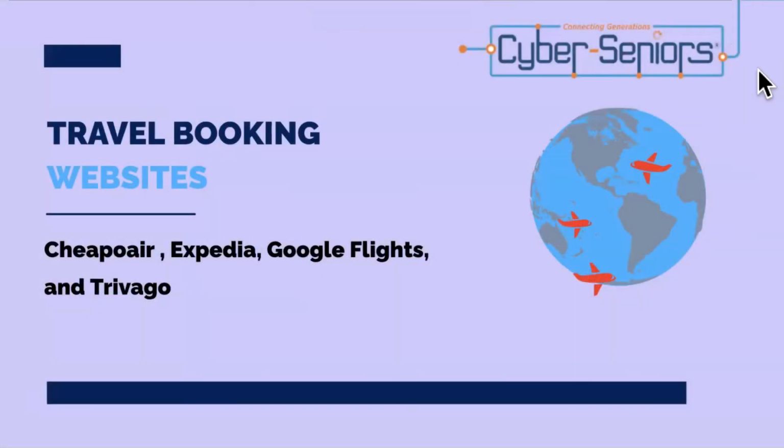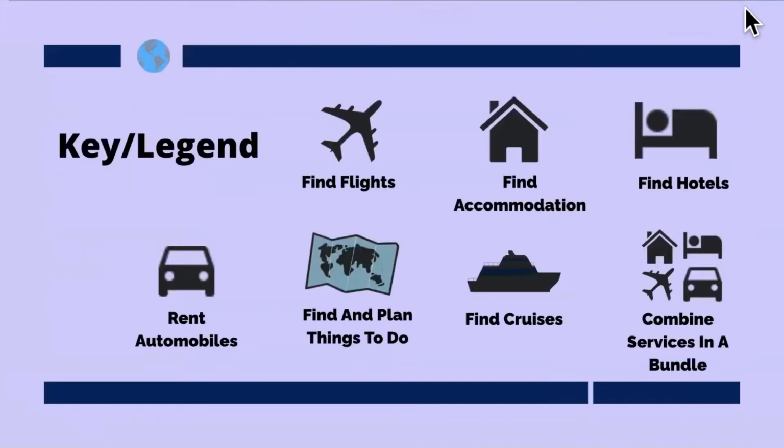Today, we're going to be looking at travel booking websites using Cheapo Air, Expedia, Google Flights, and Trivago. The websites have different uses. Some have the ability to find flights, book them, find housing accommodations, find hotels you can book as well, rent automobiles, find and plan things to do, find cruises, and you're able to even combine some of these services into a bundle.